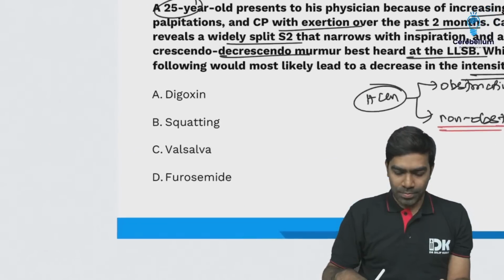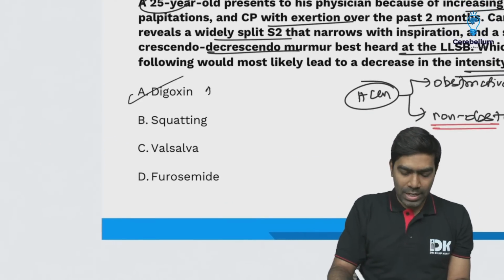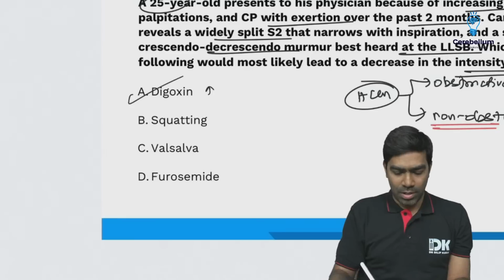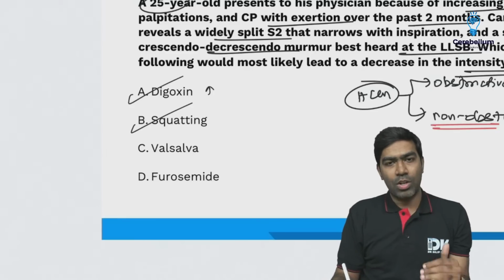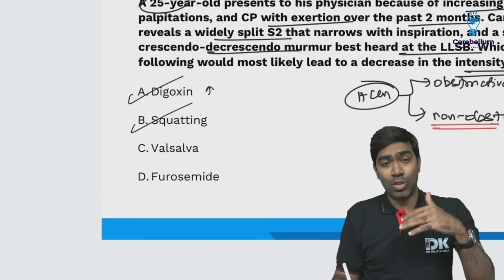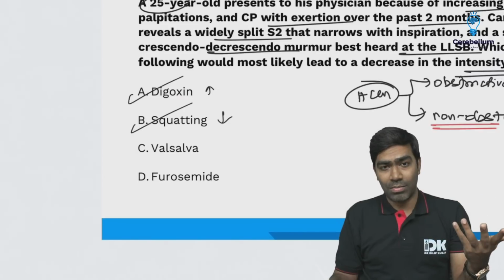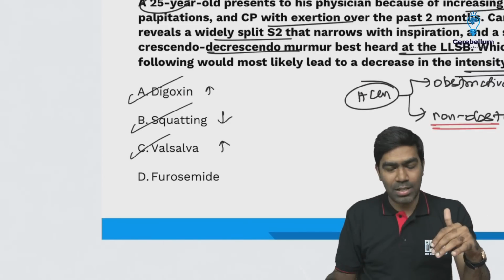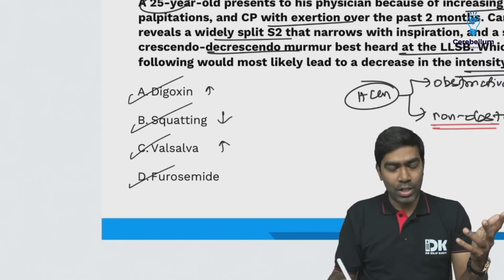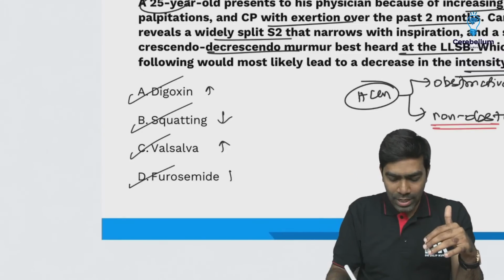So what about the options? Digoxin will increase the obstruction and increase the murmur. Squatting is going to increase the preload and reduce the murmur. Valsalva is going to reduce the preload and increase the murmur. Furosemide is going to reduce the overall blood volume. Diuretic, reduce the preload, so increase the murmur.